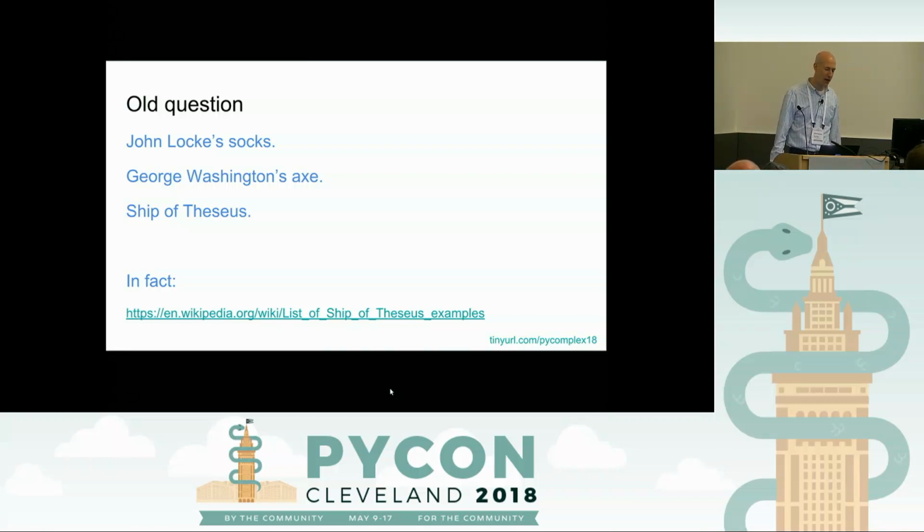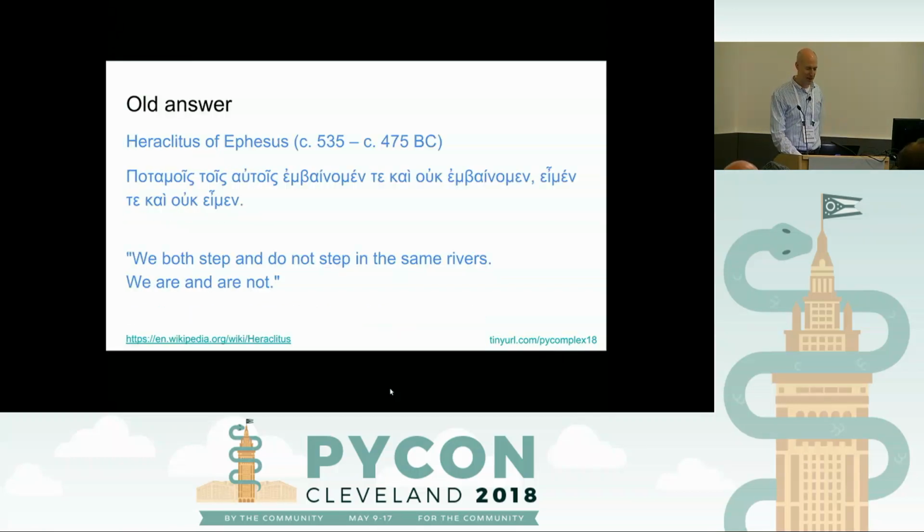If you've ever heard of John Locke's socks or George Washington's axe or the ship of Theseus, these are examples from philosophy where people have really asked this question about what does it mean to be George Washington's axe if the head has been replaced 2 times over the course of history and the handle has been replaced 3 times. There are no parts of that axe that were original equipment, but yet there was at every point in time something that we could identify as George Washington's axe. Same thing, the ship of Theseus, every plank, every connector has been replaced.